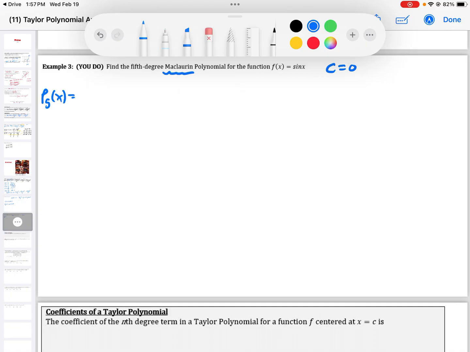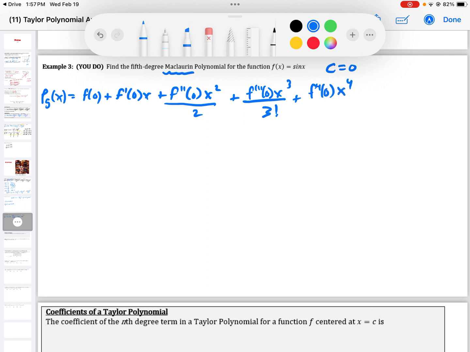So I'm going to practice by writing out the general look for a fifth degree Taylor polynomial. That would be equal to f of 0 plus f prime of 0 times x plus f double prime of 0 times x squared over 2 plus the third derivative of 0 times x cubed over 3 factorial plus the fourth derivative evaluated at 0 times x to the fourth over 4 factorial plus one more.